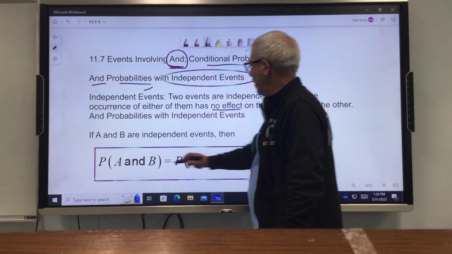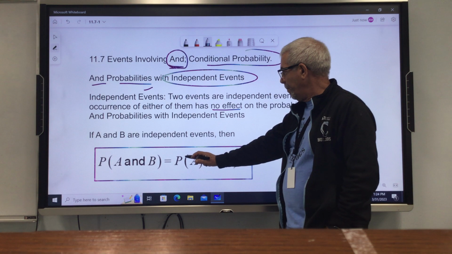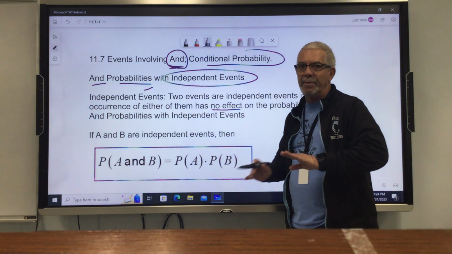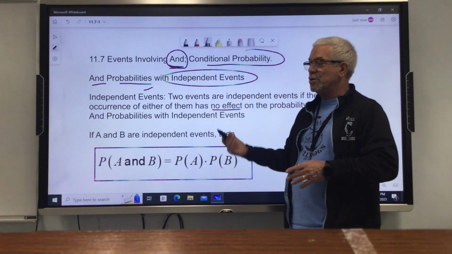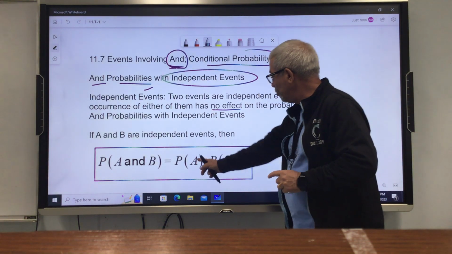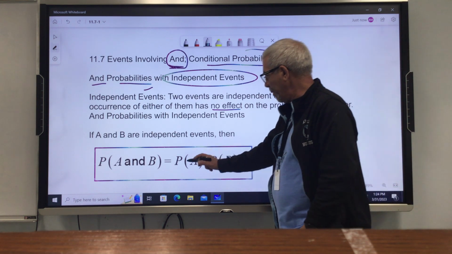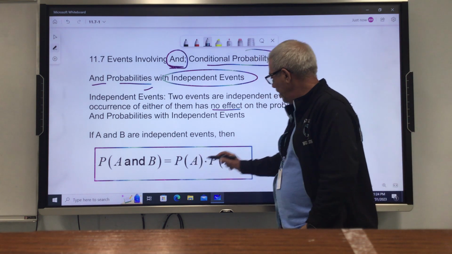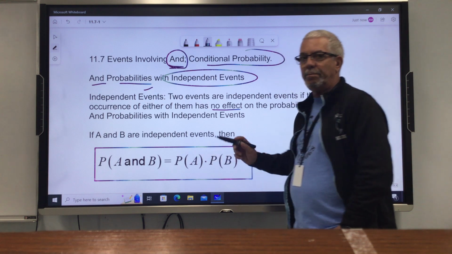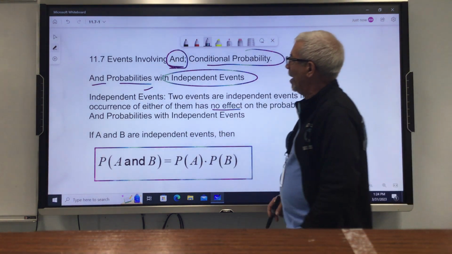P(A and B), remember that "and" is intersection, is equal to P(A) multiplied by P(B). Remember that we saw "or" already, where we need to add. And here we need to multiply: find the probability of A and the probability of B and multiply both of them. Let's see an example about this one.